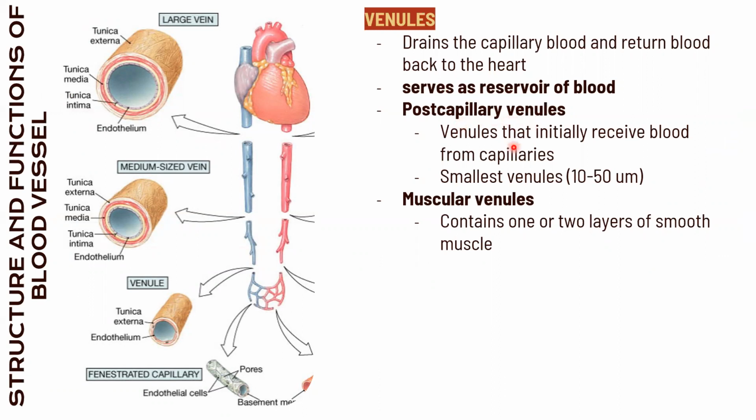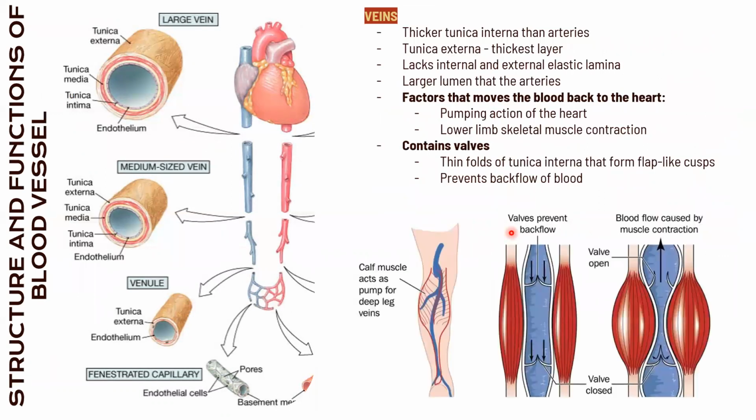Postcapillary venules. Venules initially receive blood from the capillaries. The smallest venules and muscular venules contain 1 or 2 layers of smooth muscle. Now the veins. Venules are small. The veins are bigger. Arterioles are small.